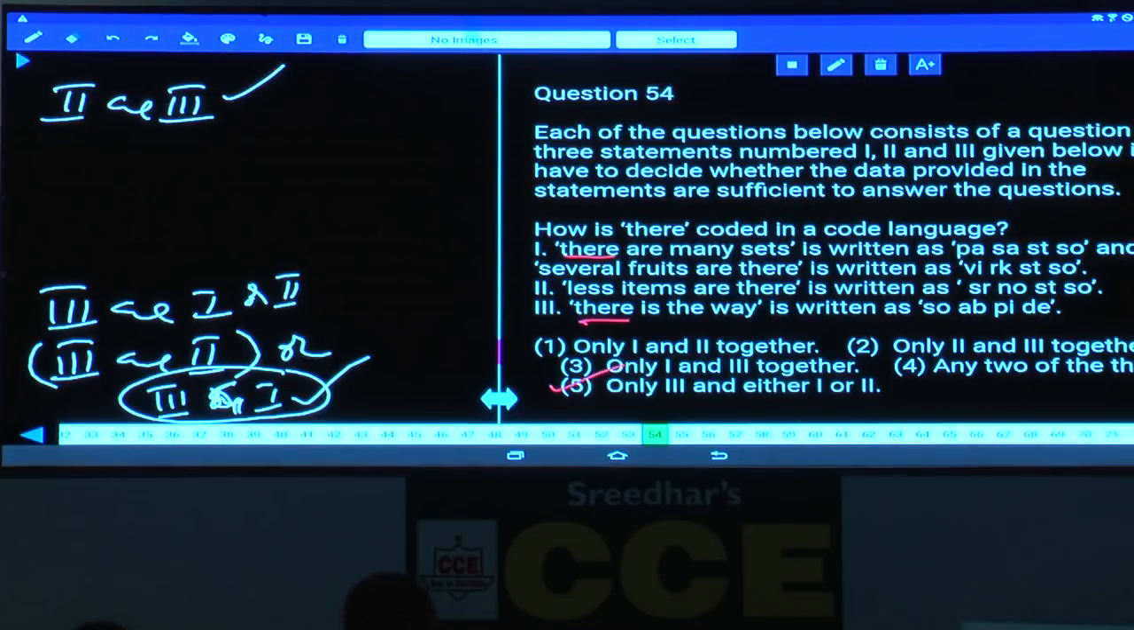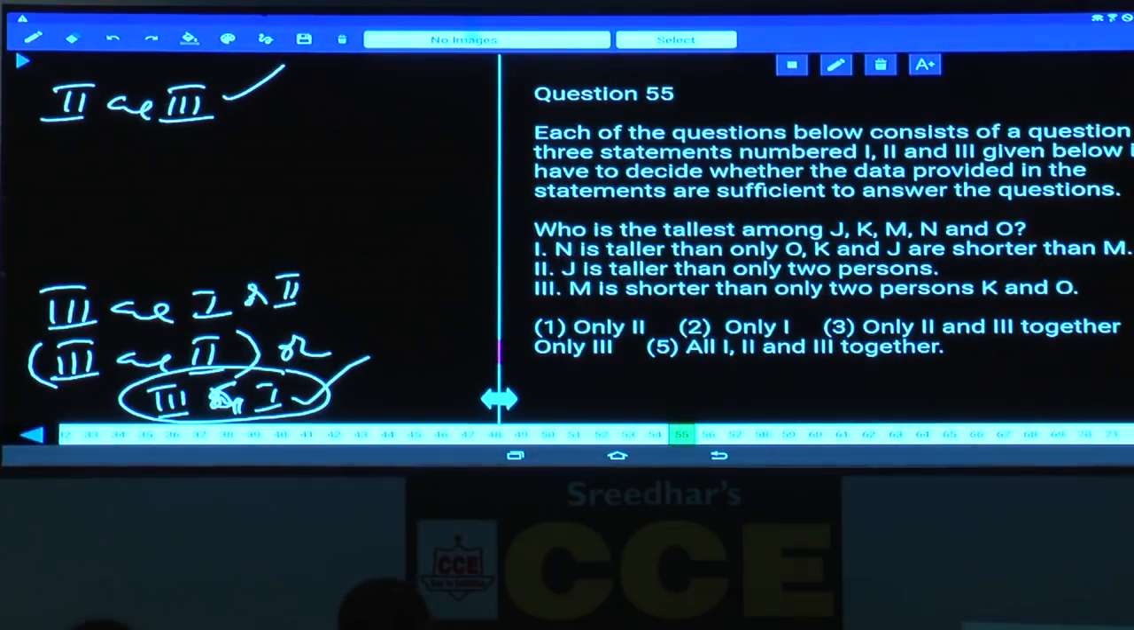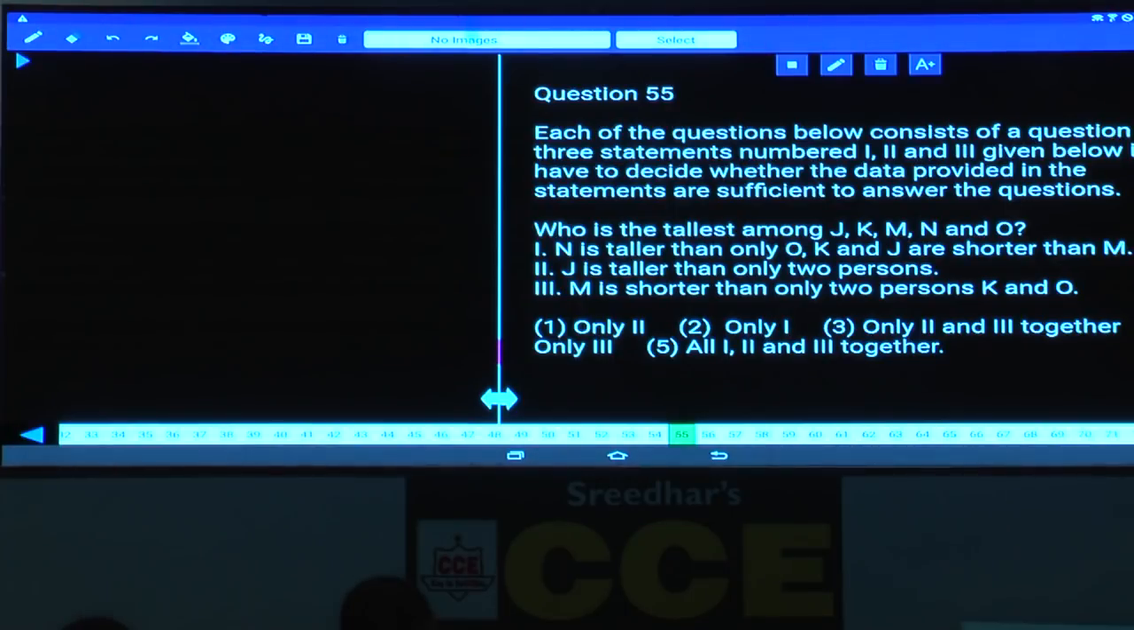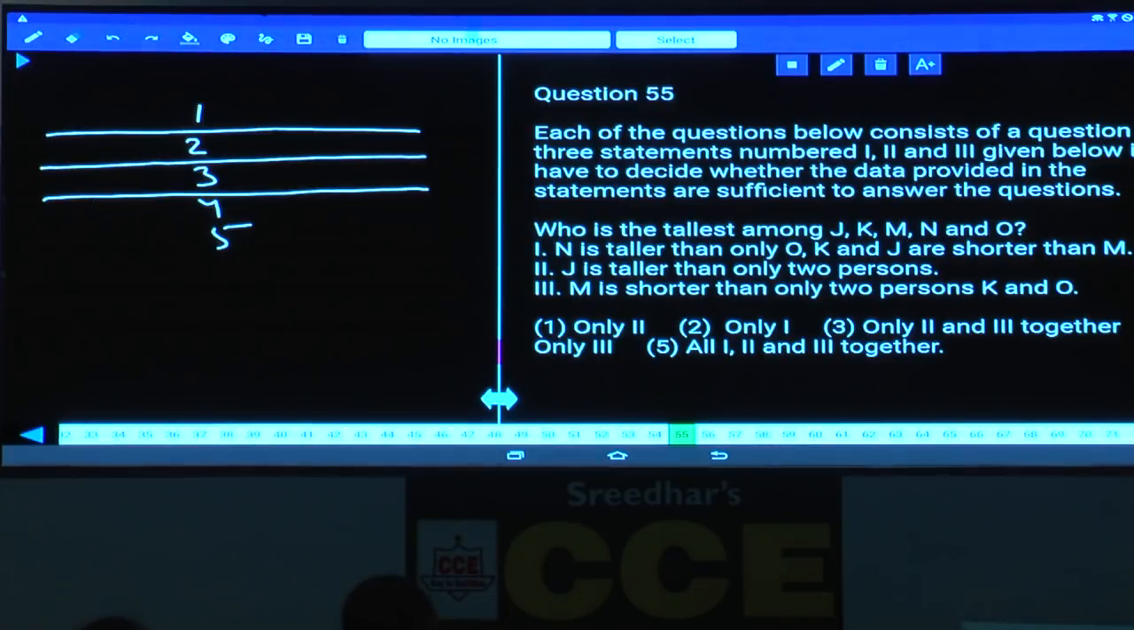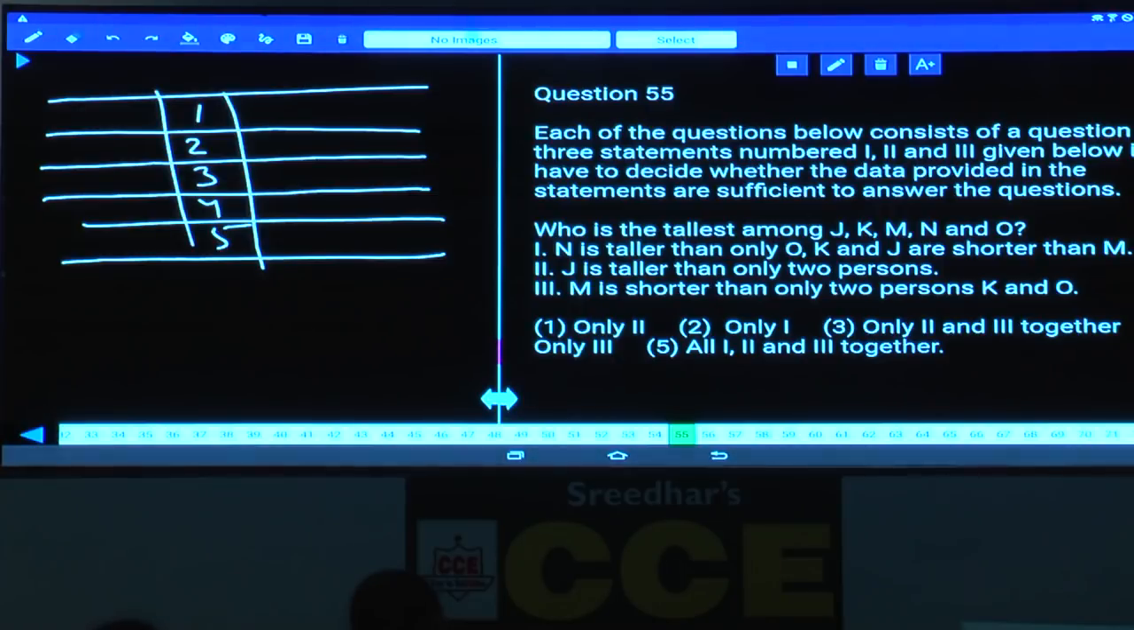Then question number 55. Tell me what is the answer here. Who is tallest among J, K, M, N and O? How many persons are there? In total we have 5 persons. Now we need to find out who is the tallest among these 5.